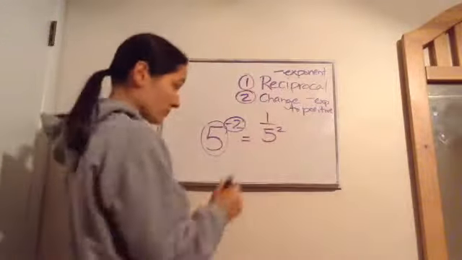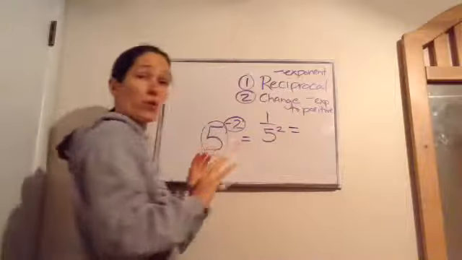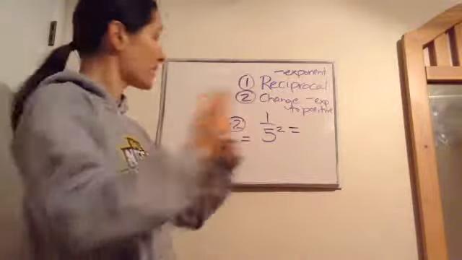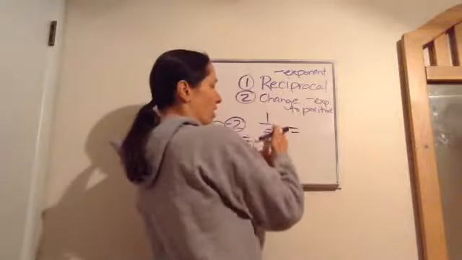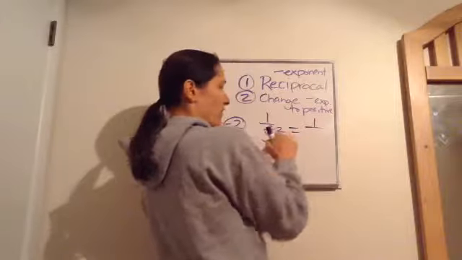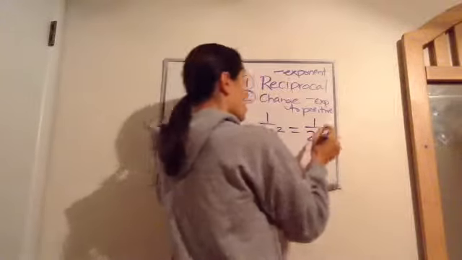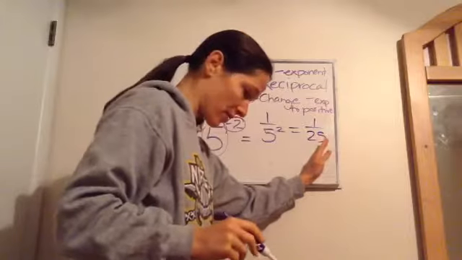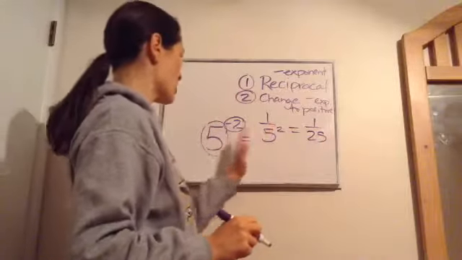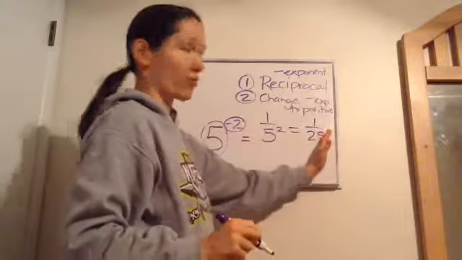Now, if we were to simplify that and make it the complete answer, you would say 1 over, and then what is 5 times 5? 25. So this is the final answer. So we went from step 1, 2 to 3.